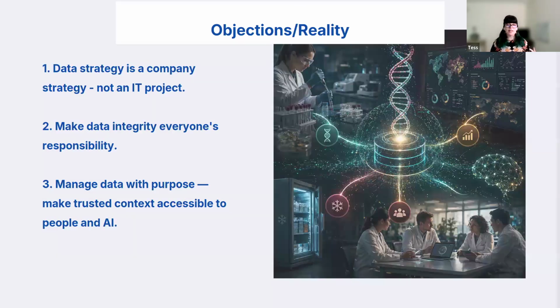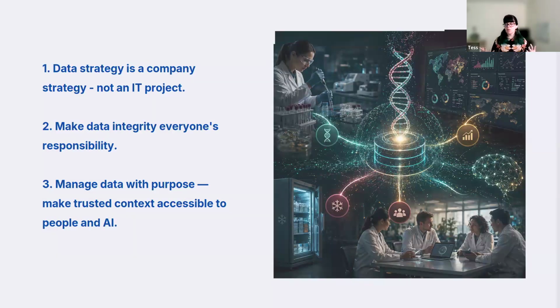And so, as a take home message, these are the three things I hope really resonated with people. Data strategy is a company strategy, it's not an IT project. Data culture is really important, and we have to make sure that data integrity is everyone's responsibility, and people feel empowered in understanding their lanes and not uncertain about how they are part of this data strategy for the company. And then managing data with purpose, right? We have to be able to trust the context, be able to find the data that we're creating, ensuring that we are producing FAIR data.